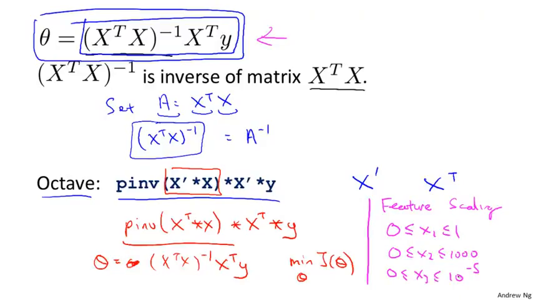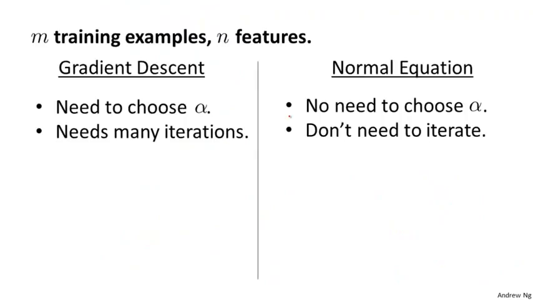And if you're using the normal equation method, this is okay, and there's no need to do feature scaling. Although, of course, if you were using gradient descent, then feature scaling is still important. Finally, when should you use gradient descent and when should you use the normal equation method? Here are some of their advantages and disadvantages.